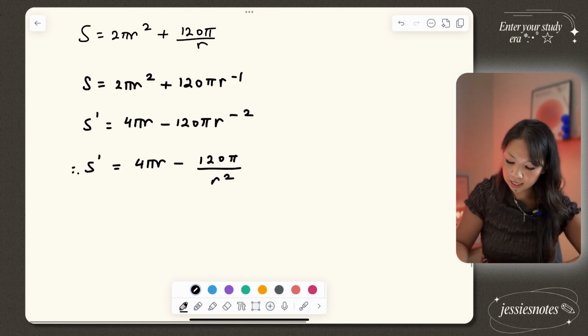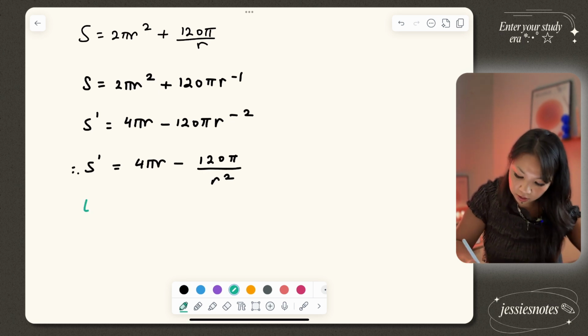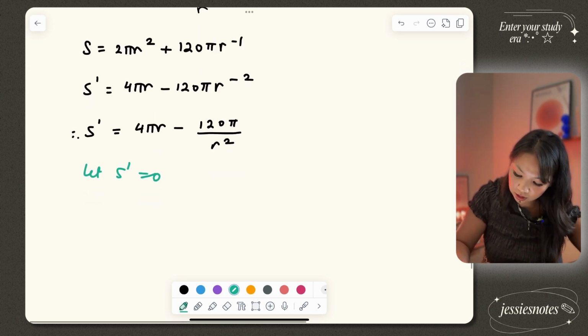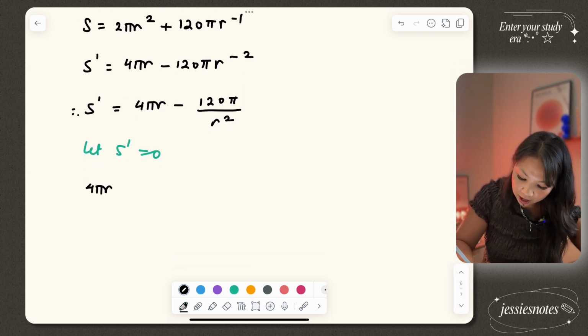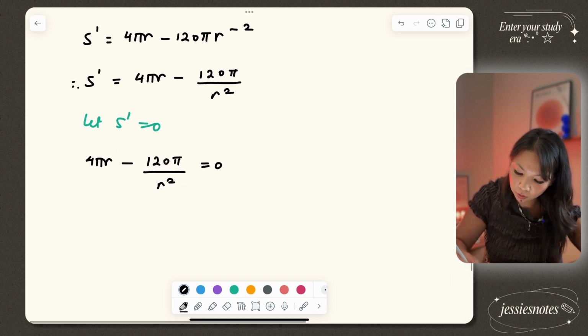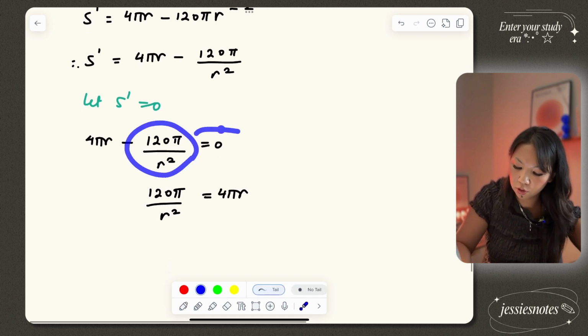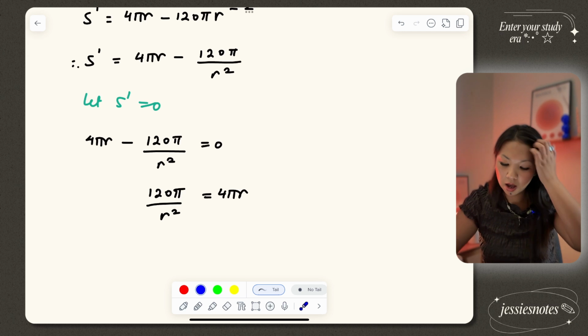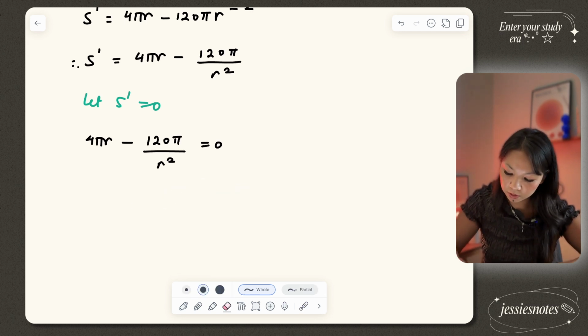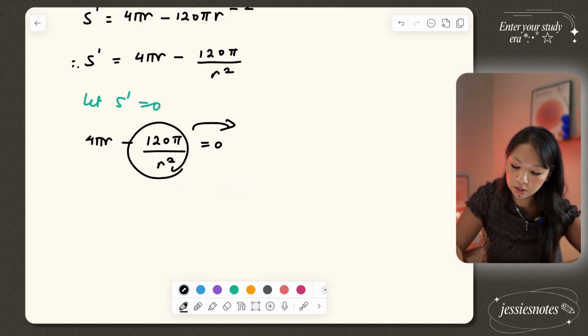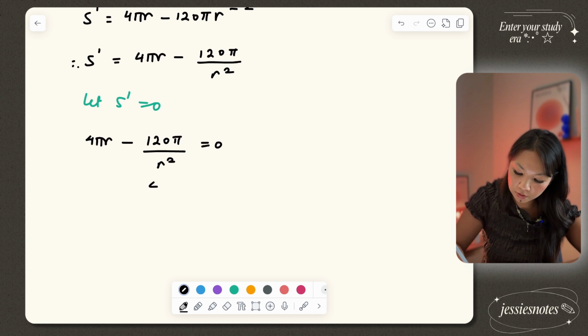Great. Next, we want to find the stationary point. So we're going to let S dash equal 0. We get 4 pi r minus 120 pi over r squared equals 0. Then 120 pi over r squared equals 4 pi r. I essentially move this over to this side to make it positive. That's actually a little bit confusing. Let me do it again. So I'm going to chuck this over to the other side to make it positive. So we get 4 pi r equals 120 pi over r squared.